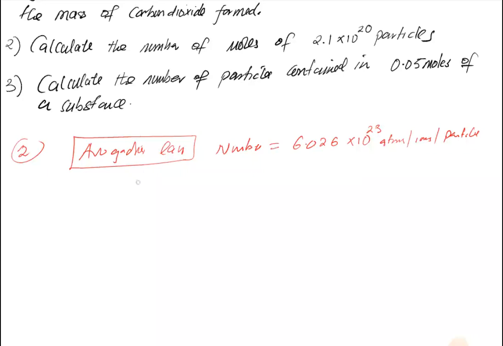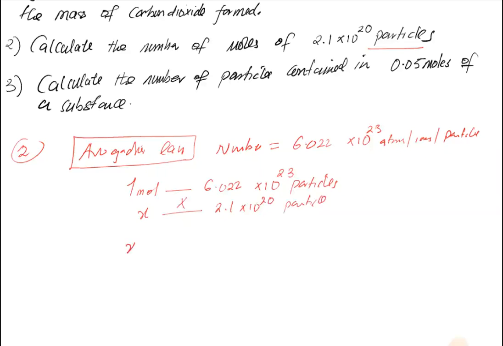And this says that 1 mole of every substance contains 6.02 times 10 to the power 23 particles. Now we are looking for the what? We've been given particles, so we're going to put particles there. How many moles? We're looking for the number of moles, remember. So particles, how many? We've got 2.1 times 10 to the power 20 particles.